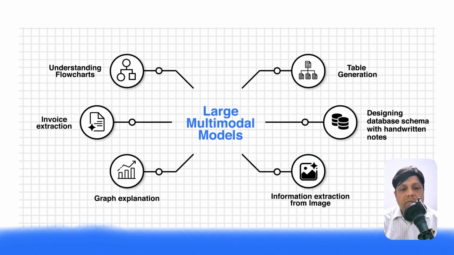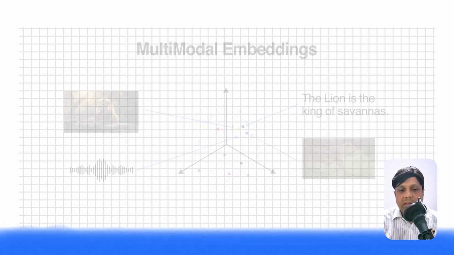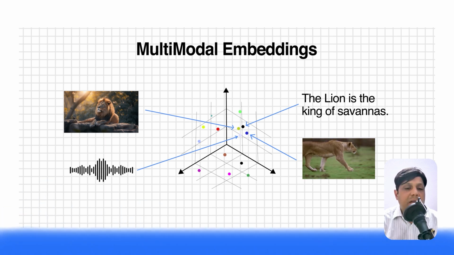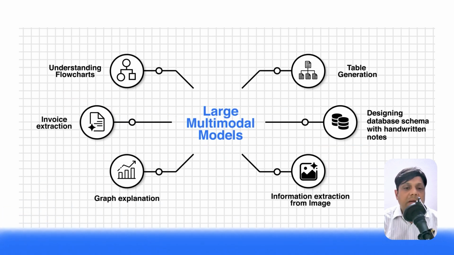So we know that with large multimodal models, we can have multiple use cases for industry purposes as well. So this is what multimodality is. The idea here is to create multimodal embeddings, and once we create multimodal embeddings, we have access to multiple use cases. So this is what multimodality is.